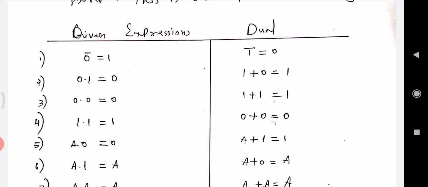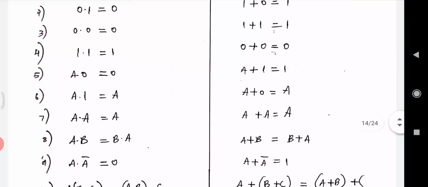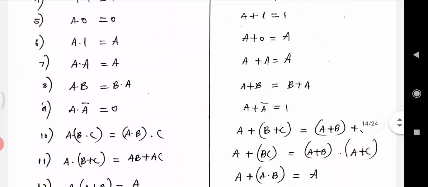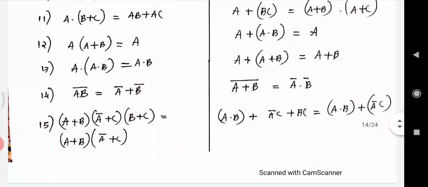Next is 0 into 1 equal to 0. The dual is 1 plus 0 equal to 1. Next is 0 dot 0 equal to 0, and the second is 1 plus 1 equal to 1. And here are the other basic dual expression forms. You just note some basic dual expression forms. That is all about De Morgan's theorem and the principle of duality.